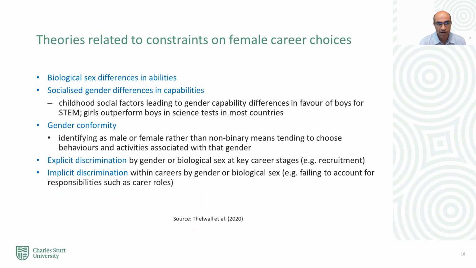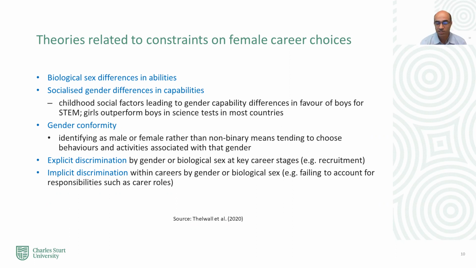The other theory is about socialized gender differences in capabilities. For instance, research shows that in younger girls, in the early years at school, in science, girls outperform boys in science tests in most countries. And the gap in outperformance that girls show is actually larger in countries where you find larger gender inequality.